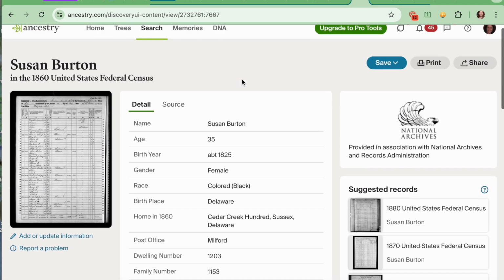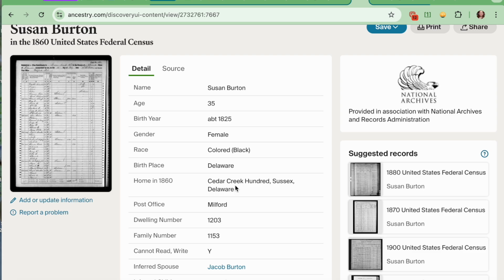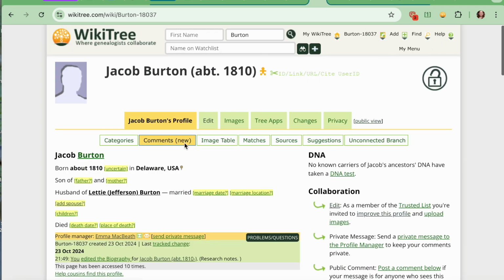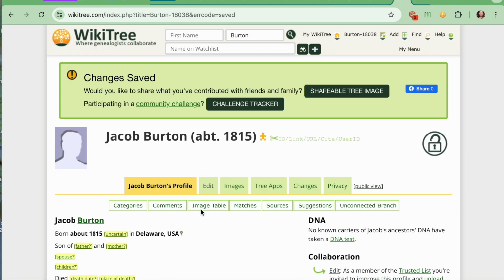Crazy enough, they were the exact same age, both living in Cedar Creek, Sussex County, Delaware. I bet they knew each other. I wondered if it was a big joke about the two Jacob Burtons. But I was able to sort them out by comparing side by side all the records and seeing that they were both at the same place at the same time, but with two different, definitely different wives and a different set of children. So now I have this Jacob Burton with Letty on WikiTree, and I have this Jacob Burton.